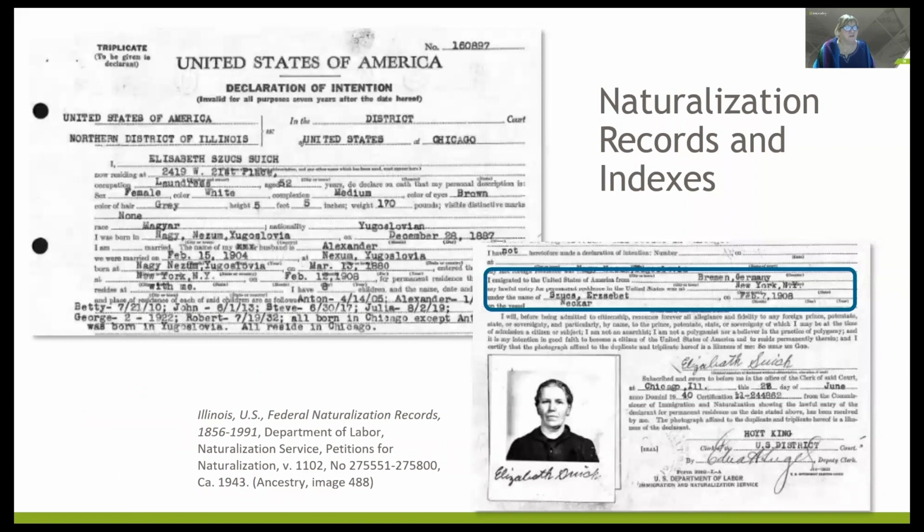We have naturalization records and indexes on Ancestry. These are particularly interesting, especially if you're looking in the post-1906 era. Naturalizations before 1906 tended to be a little leaner. It wasn't standardized, so it depended on what court and how much information they kept. But when you get into the post era, and especially like this is a post-1929, you start getting the photographs too. But you can see the information here.